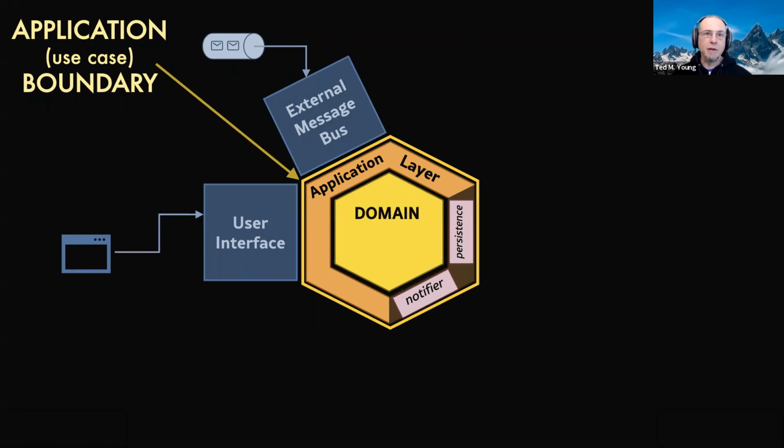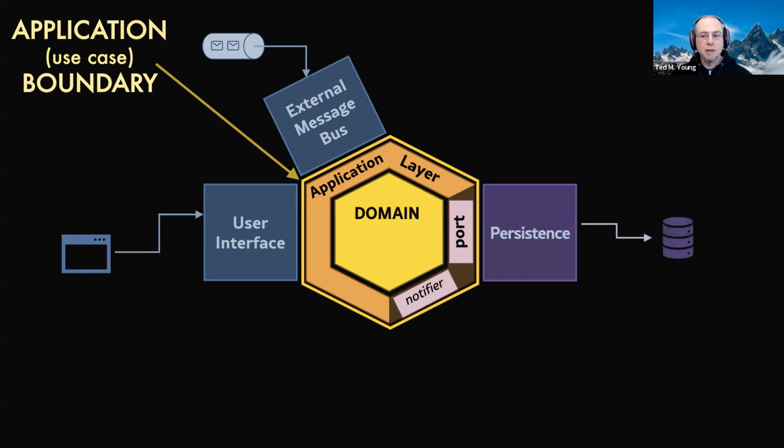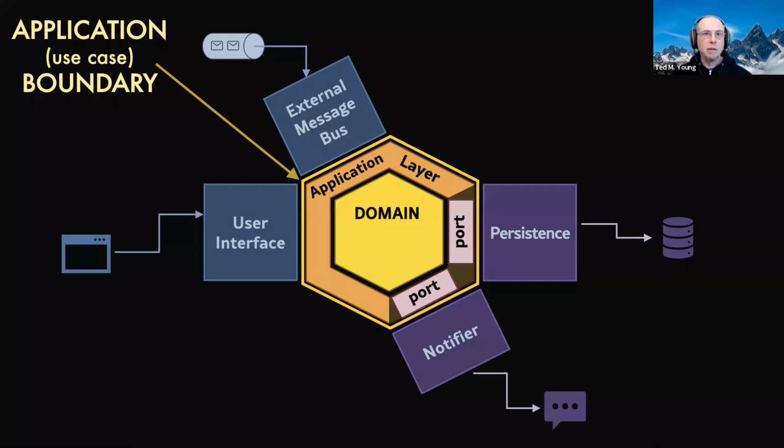So these are our inbound adapters. Then we have our outbound adapters. So we've got persistence, right? Storing our information in a database and allowing us to retrieve it later. And a notifier, so we might have to send out events, and so we want to be able to notify external systems, maybe send a text message, maybe send some other kind of message.